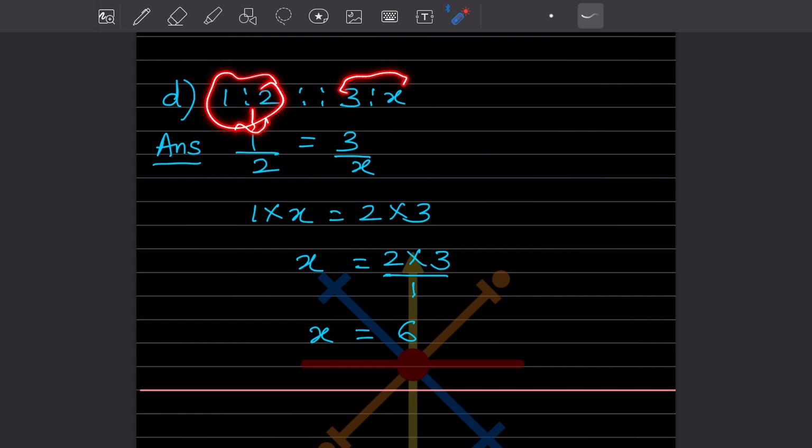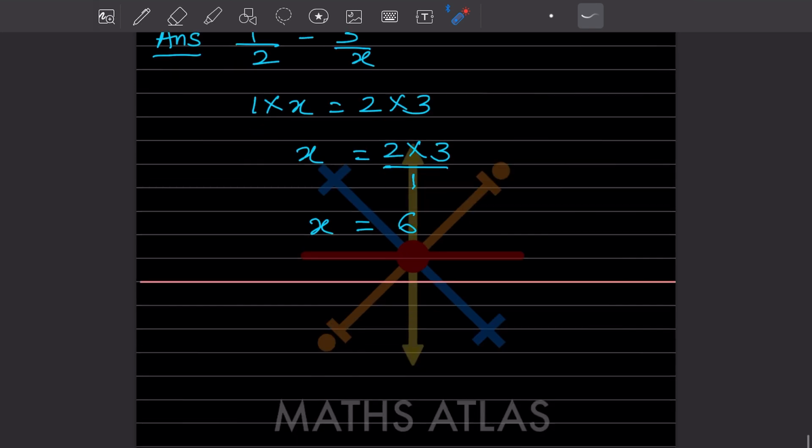Again here the same. 1 by 2 is equal to 3 by x. This is x, 1 into x, 2 into 3. x is 2 by 3. And this 1, it remains the number itself, right? So 3 twos are 6. When anything is divided by 1, it's the number itself.